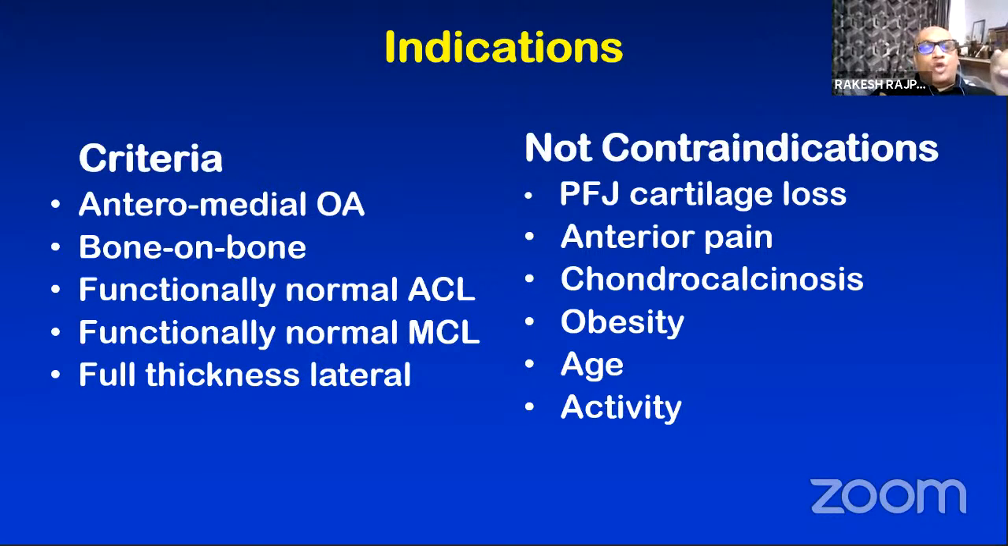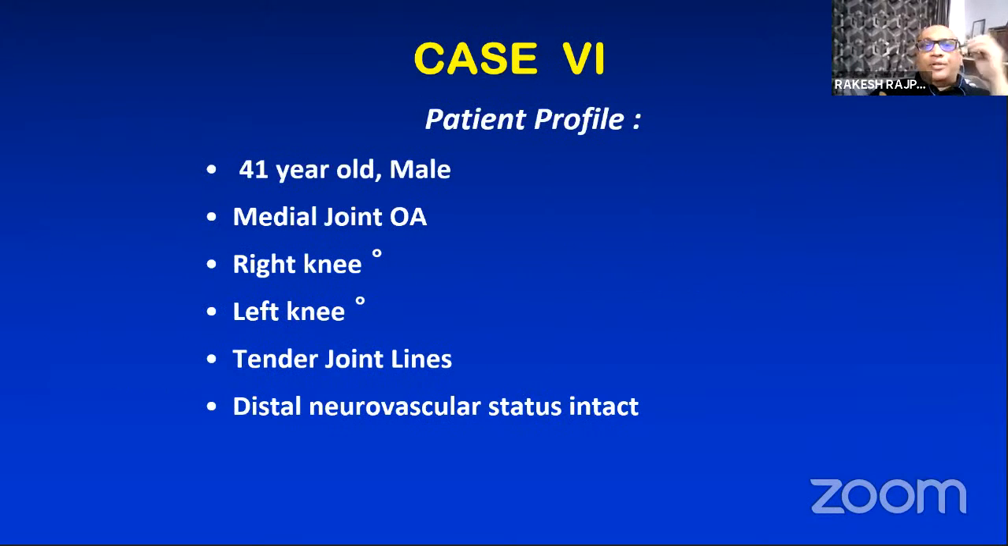You have a functionally normal ACL for the mobile bearing UKR. However, you can do a UKR even if you have no ACL, but then you should probably opt for a fixed bearing UKR. You need a functionally normal MCL, and this will be the case if you have only anteromedial arthritis. Even full thickness lateral defects are not a contraindication. And definitely not contraindications are patellofemoral joint anterior pain, chondrocalcinosis, obesity, higher age or very low age, or activity levels. Examples of them are here.